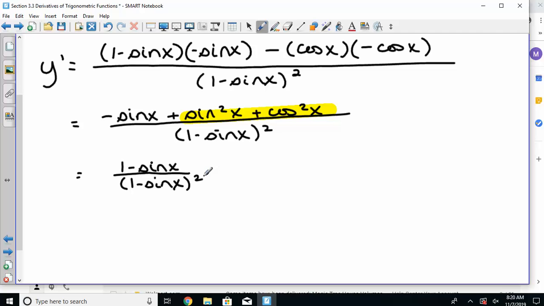So we could cancel a 1 minus sine, couldn't we? Cancel 1 on top and 1 on the bottom. That leaves us with 1 over 1 minus sine x. This sine squared plus cosine squared comes up a lot in our derivatives, and I do expect you to know and recognize that that is 1 and change it to simplify here. Questions on that?